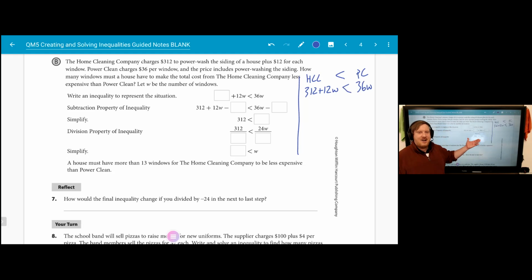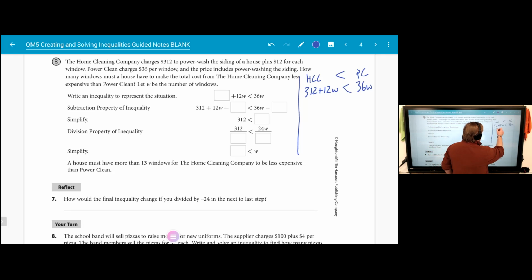I like that. We set up two expressions, and then we just had to read a little bit further to figure out how to do our inequality. Let's solve. I've got more W's on the right, so I'm going to subtract 12W from both sides. And I end up with 312 is less than 24W. Divide both sides by 24. I'm going to double check my math here.